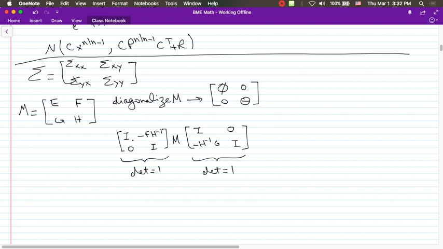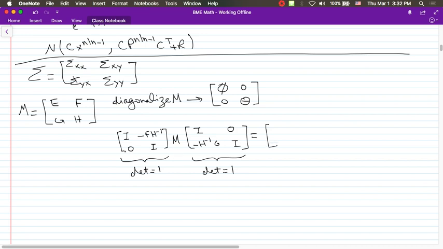So look at the left side. Its determinant is an identity matrix times an identity matrix minus 0. Right? 0 times this is 0. Identity times identity is identity. Determinant of this is 1. Determinant of this is also 1. So now let's multiply this by M in the middle. Let's see what we get.